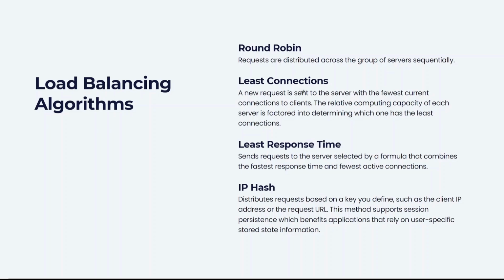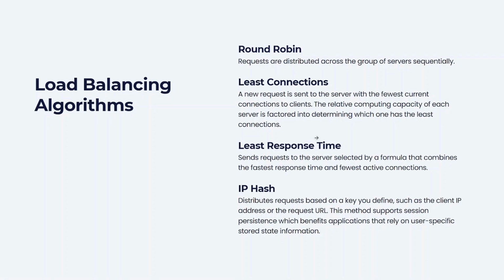Next is least connections. In this method, the algorithm checks at that instant which of the servers has the least number of connections and it simply forwards the request to that server. Pretty straightforward. Third is least response time. In this algorithm, the load balancer calculates the average response time of each server and also the number of open connections each server has. It takes these two parameters and puts them into a formula and then determines the best server for our request and forwards the request to that server.